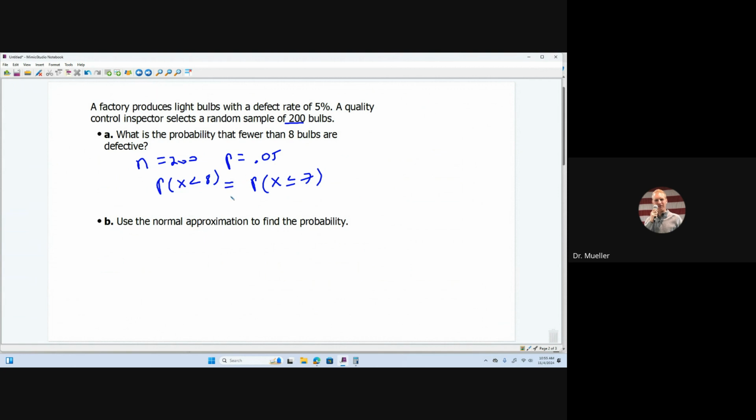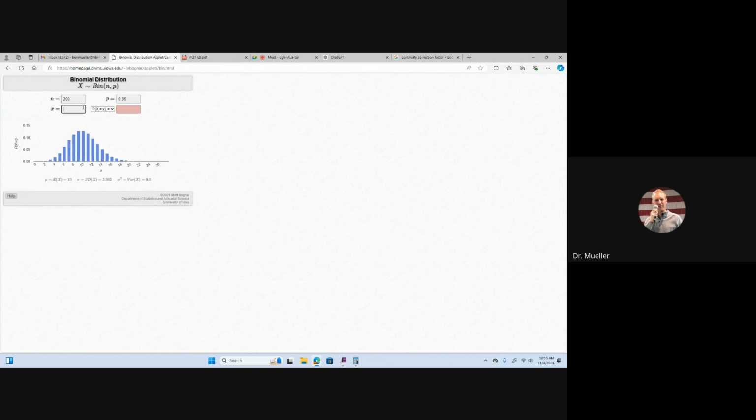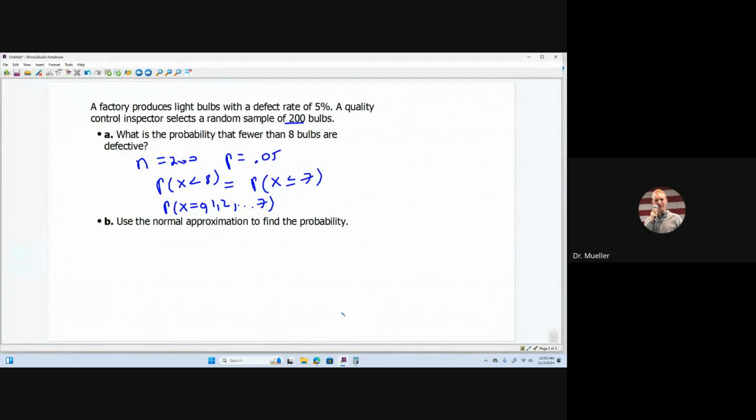So when it says less than 8, that means that we want to find the probability that x equals 0, 1, 2, all the way to 7, right? So we can go to our binomial calculator, and this is doing what we've already done. So n is 200, p is 0.05, x is less than 8, but we have to go to 7 here because it's less than or equal to, and then we have it, and that's going to be 0.2133. So that's doing it the way we've already learned to do it.